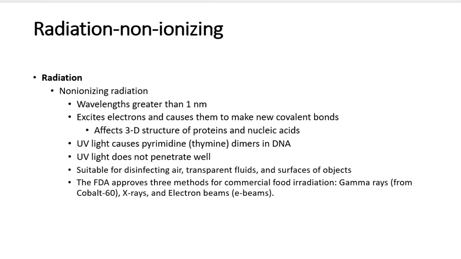Now, one of the things we do use a lot is non-ionizing radiation. We use this in a lab. You'll see an experiment done on this. Basically, ionizing radiation is shorter than 1 nanometer, and non-ionizing is greater than 1 nanometer. What it does is affect the 3D structure of the protein again and the nucleic acids. And it causes what's called thymine dimers in DNA.